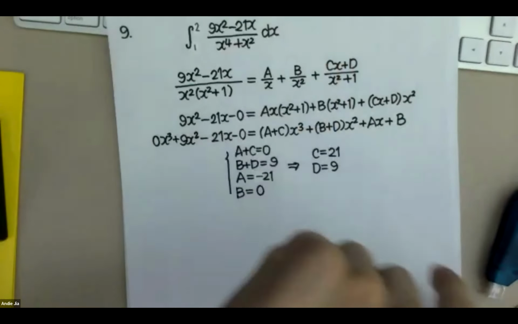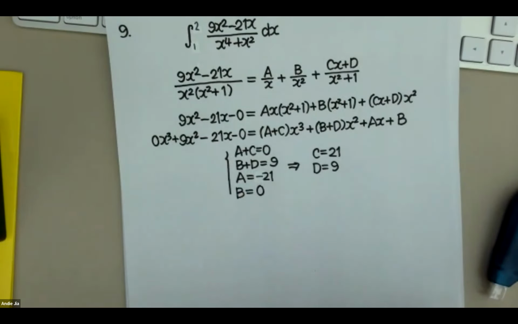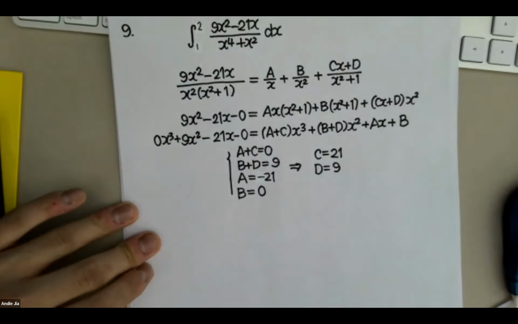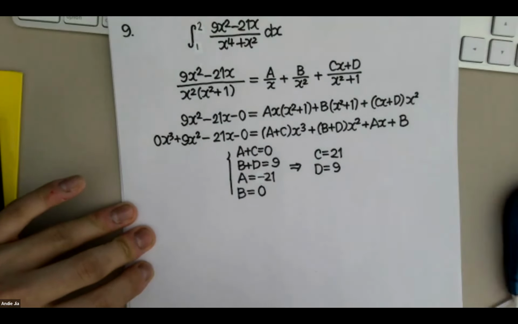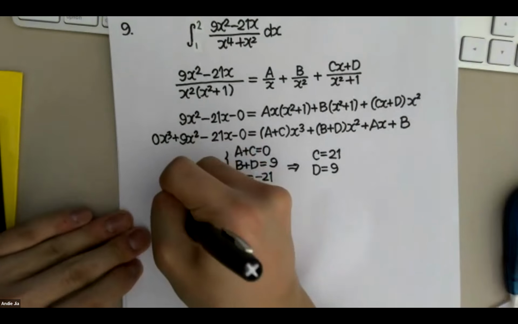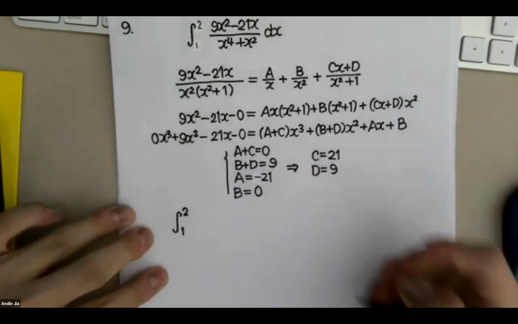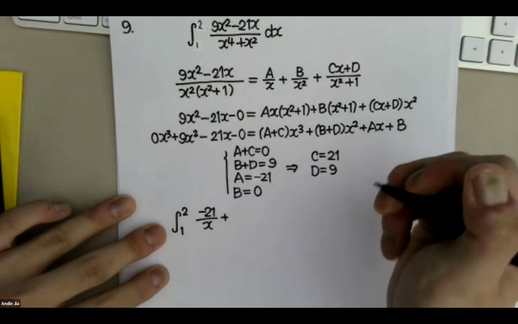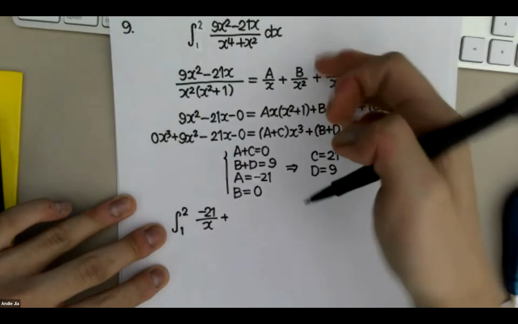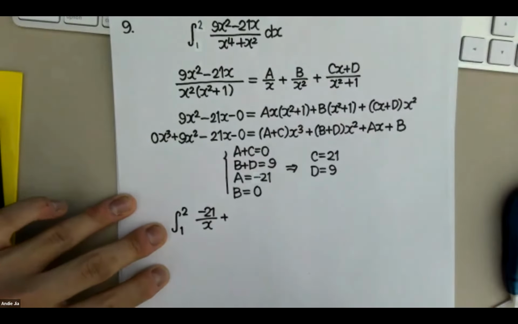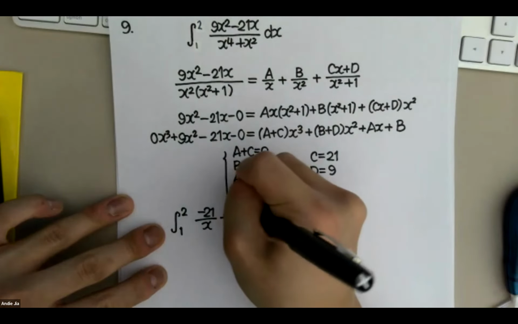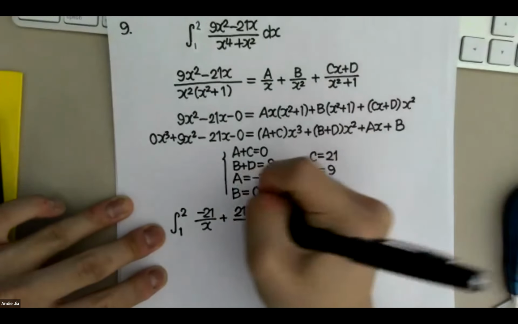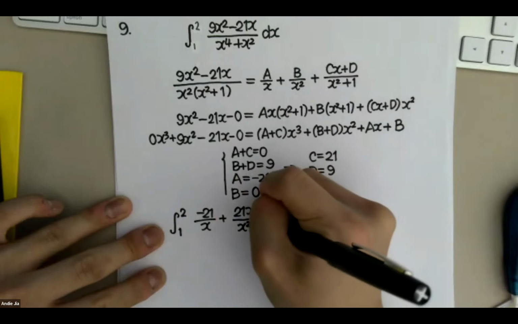Is there any questions? Because I have to make sure that I do the PFD right. If the PFD is wrong, the entire thing is wrong. We have negative 21 over x, and if the numerator of the B term is 0, the entire thing is 0. Then 21x plus 9 over x squared plus 1.